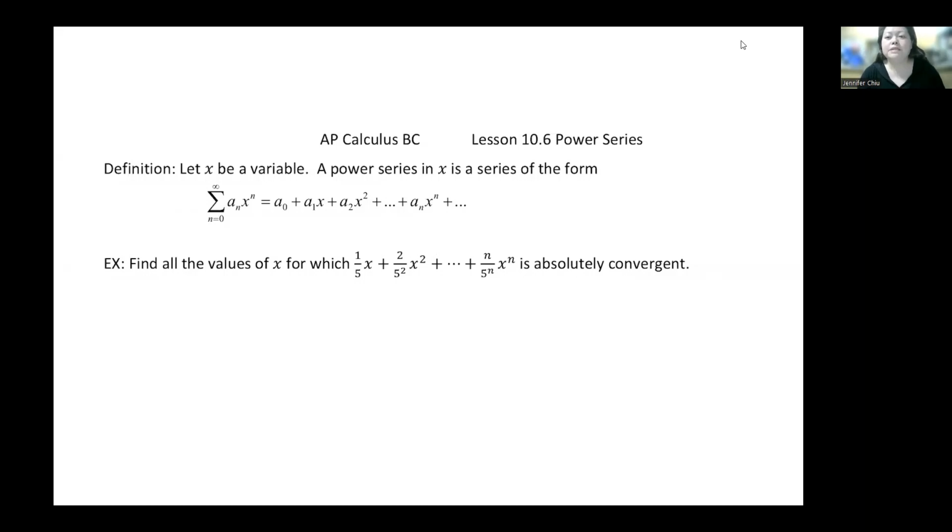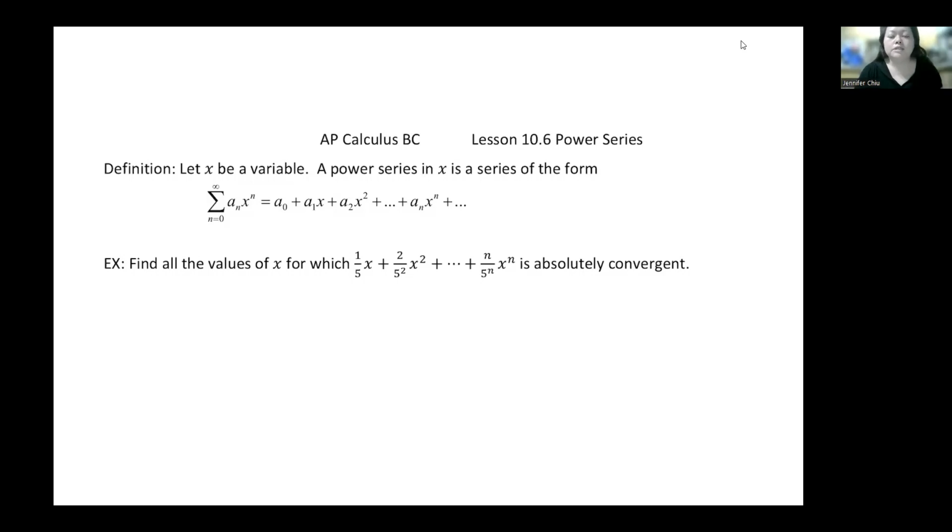Okay, this is lesson 10.6 on power series. So what a power series really is, is that we're tacking these x variables onto our original series, right? So our series of numbers, which is hopefully converging or diverging, and then we're just tacking on these powers: x to the first power, x squared, x cubed, x to the fourth, x to the n power, right?